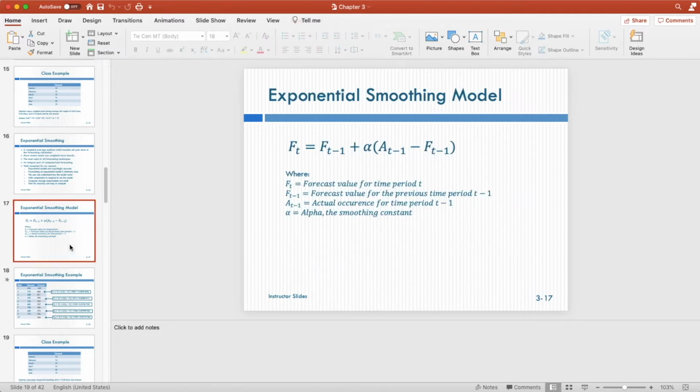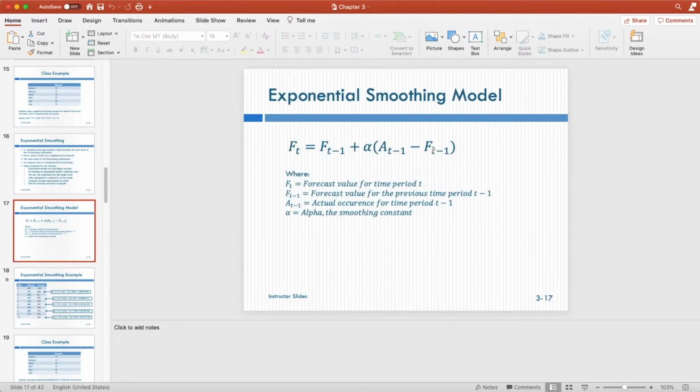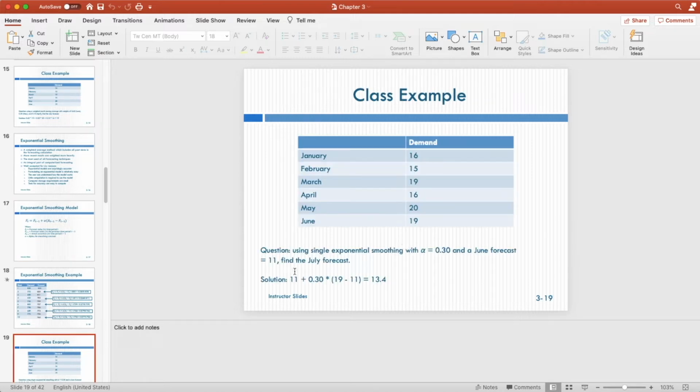That's it. Now next, what is A(t-1)? The actual market demand in June. What is the actual market demand in June? Remember, in this table, all these are history data, reflecting the actual market demand. That's why the actual market demand in June is 19. And F(t-1) basically is still 11, because the June forecast is 11.